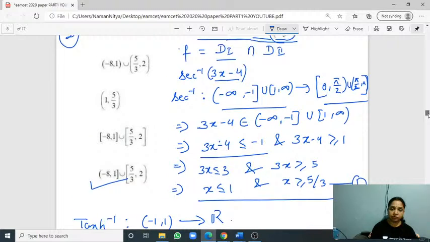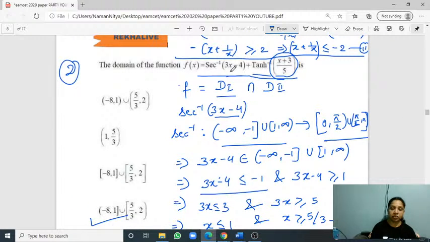Okay, so in this way, for calculating the domain of a function in which you have an inverse trigonometric function and a hyperbolic inverse function also, you have to calculate the domain of each separately and take the intersection between them. That will give you the answer.